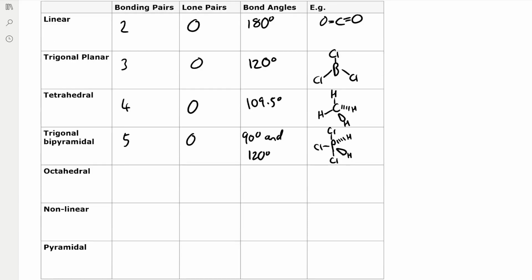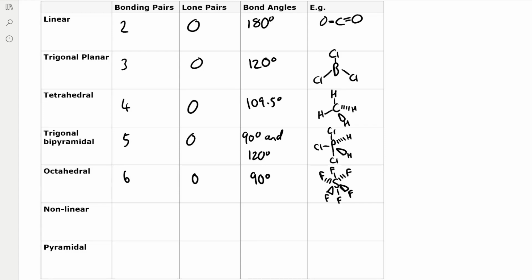Then octahedral is where we have 6 bonding pairs and 0 lone pairs, and the bond angle is 90 degrees. So an example is SF6, and we represent it like this. And the drawing of octahedral molecules is probably the most important to remember, because it comes up in module 5 in transition elements. So we have 2 atoms in the plane of the paper, 2 atoms out of the plane of the paper, and 2 atoms into the plane of the paper. So it's relatively easy to remember.